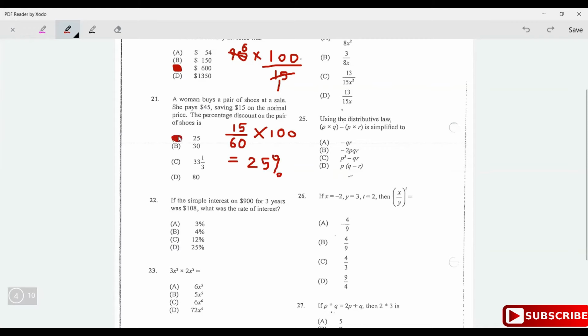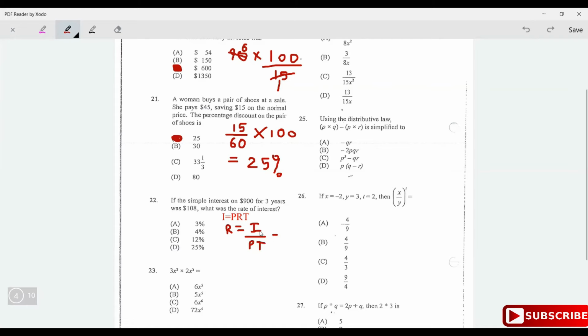25% off. Nice. It says if the simple interest on $900 for 3 years was 108, what is the rate? So again, you start by writing down the formula. Simple interest, I, is equal to principal times rate times time. And you want to find the rate this time. So the rate is equal to the interest divided by the principal times time. That's how you find the rate.